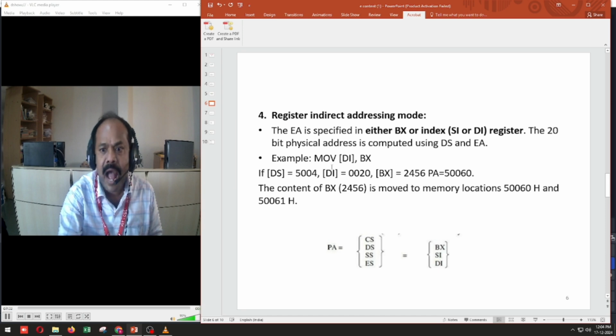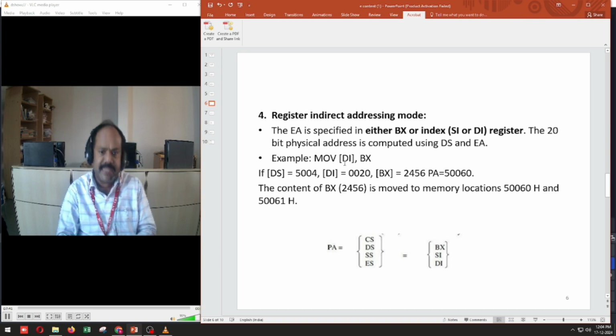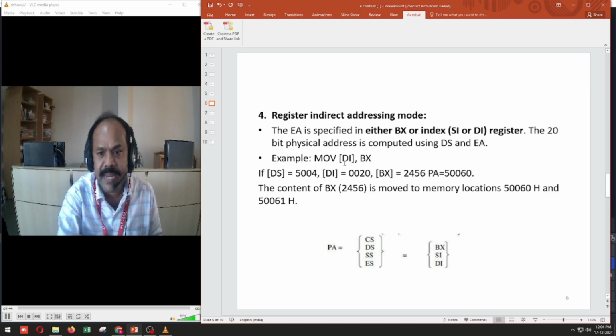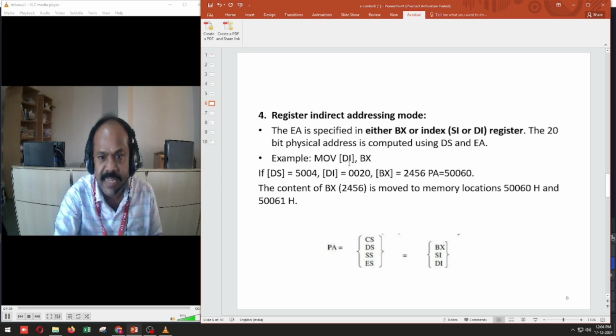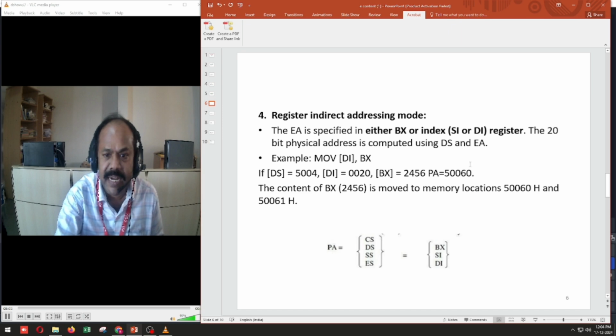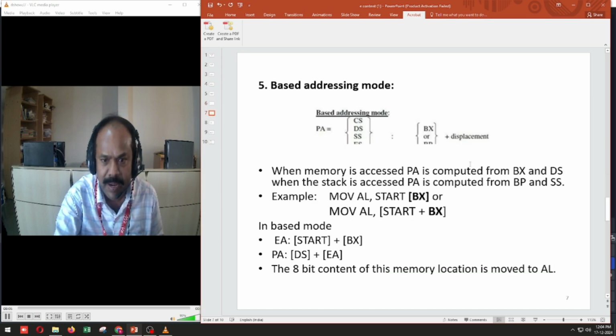Look at this example. MOV [DI], BX. DI is mentioned within parentheses. That means the data from BL will be transferred to a memory location whose physical address is equal to the content of the data segment register left shifted by 4 bits and added with the offset address, which is available in DI. After finding out the physical address, the content of BL will be transferred to that memory location, and the content of BH will be transferred to the next immediate memory location. So this is the difference.